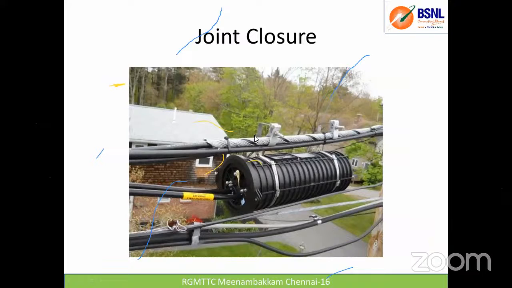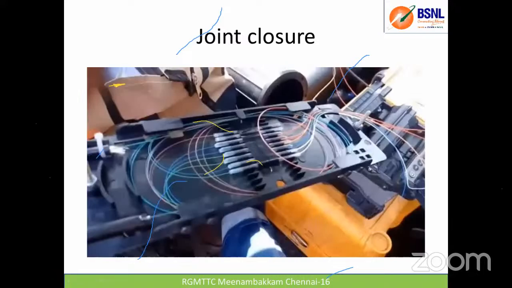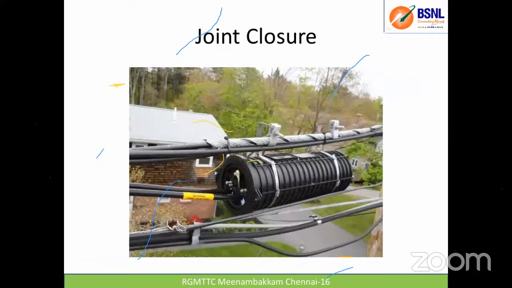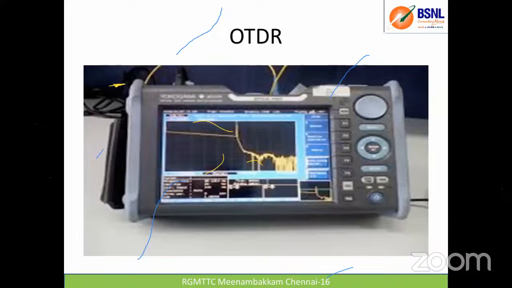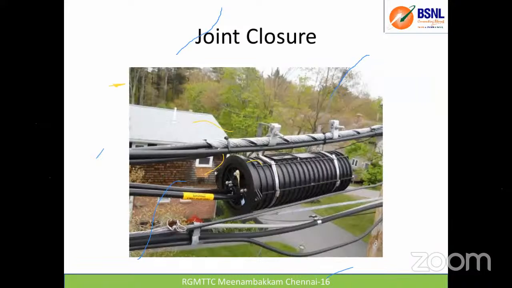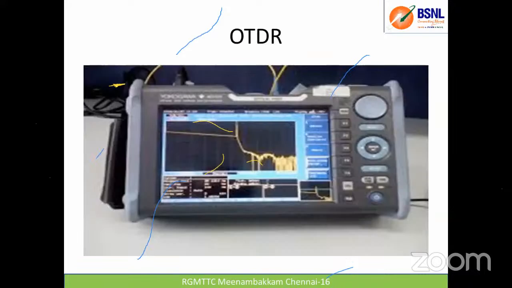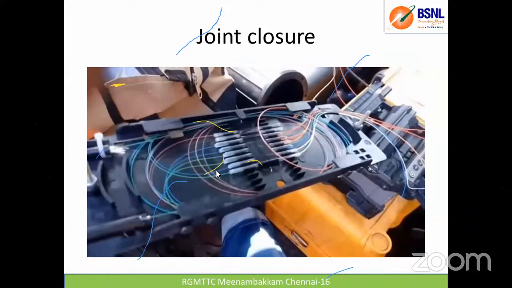This is the joint closure. After splicing the cables, we cannot leave it open as such. If you are splicing the fiber cable, it should be placed safely. Whenever we are splicing the cable, we remove the outer layers of the fibers. Only the inner layer of the fiber will be spliced.